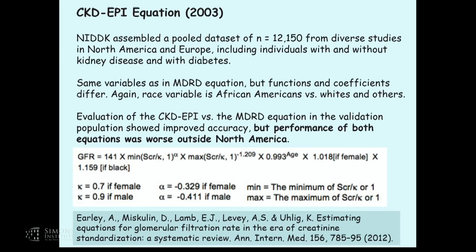And then this was improved a little bit using the same variables, developed on a larger data set that involved somewhat more diverse populations. This is the dominant one now that's most highly recommended. And it also uses the same things in the equation, but the parameters are a little bit different. So now your penalty for black is that your GFR gets increased by about 16%. So slight tweaking on that.